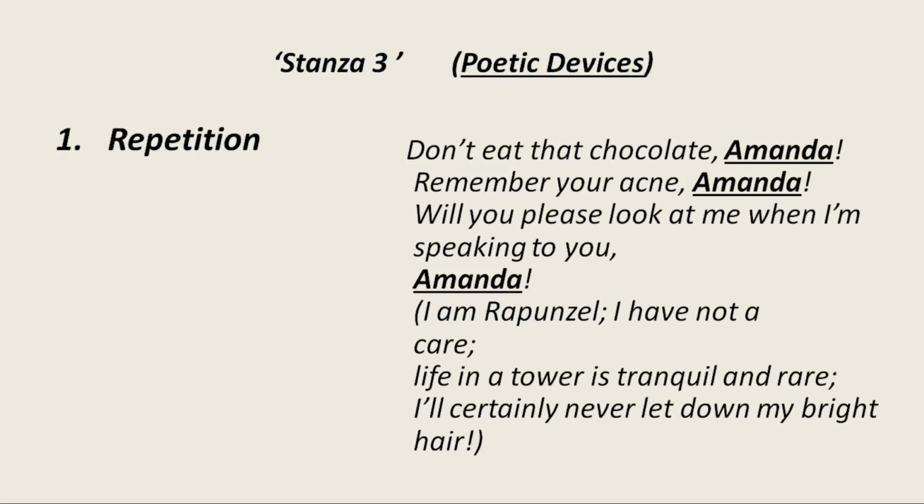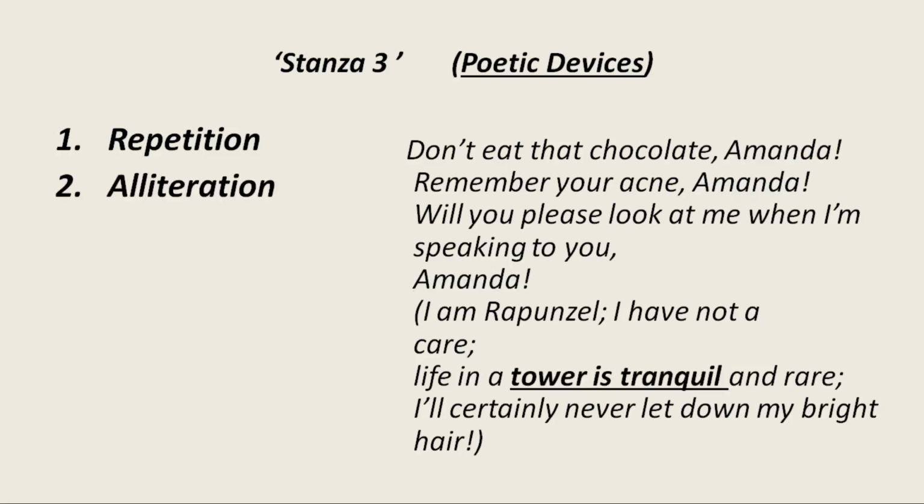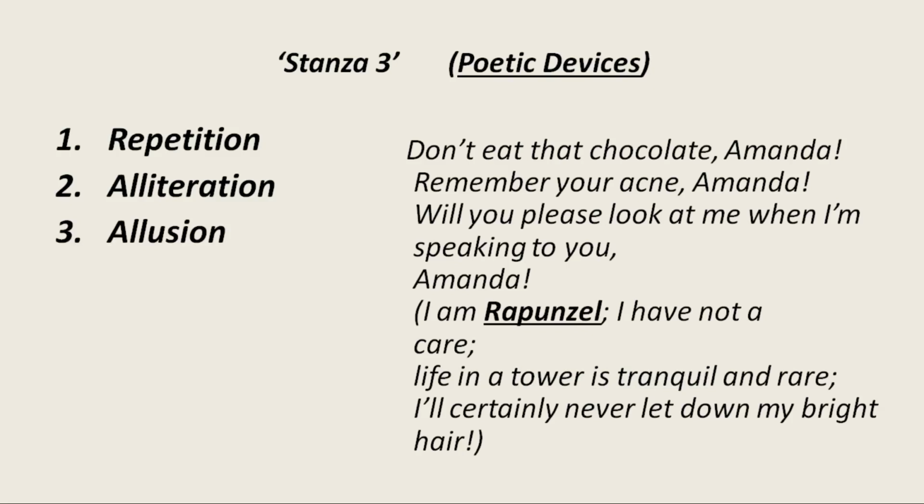Third stanza. First is repetition. As you can see, again the word Amanda has been repeated numerous times. Next is alliteration. Life in a tower is tranquil. T sound is repeated here, which is a consonant sound. So it is alliteration. Next is allusion. Just like mermaid, again the poet has used the reference of Rapunzel, which is an imaginary, mythical character. So we call this poetic device allusion. Next is metaphor. Again in this stanza, I am Rapunzel. Amanda is comparing herself with Rapunzel. So it is metaphor.